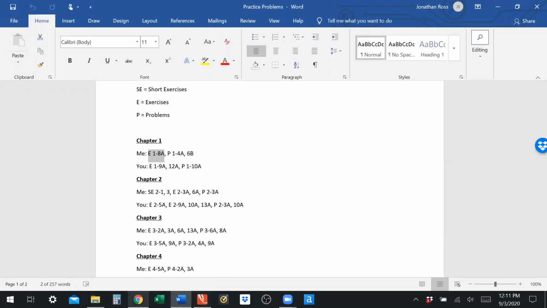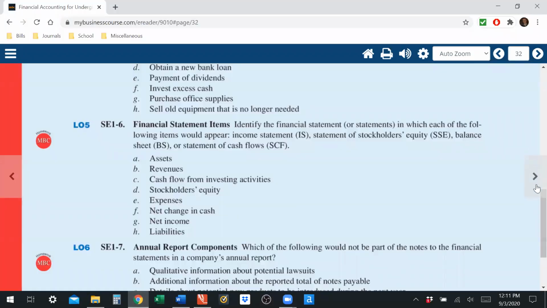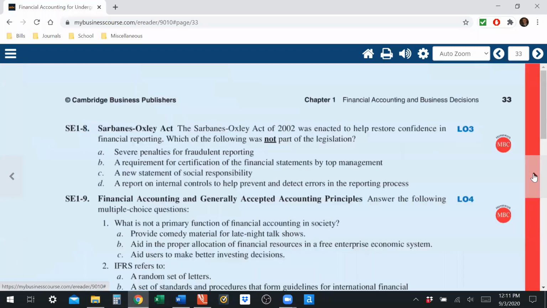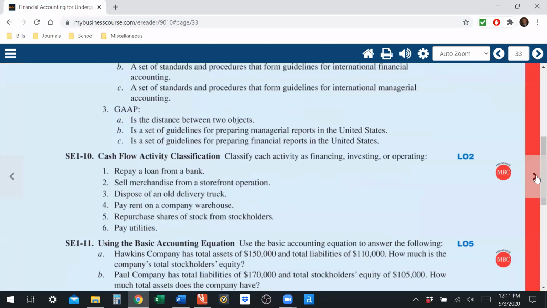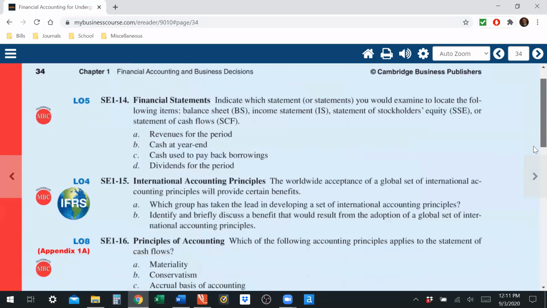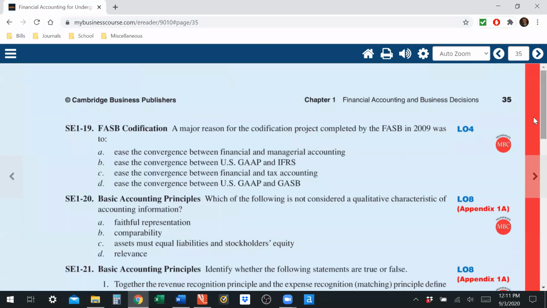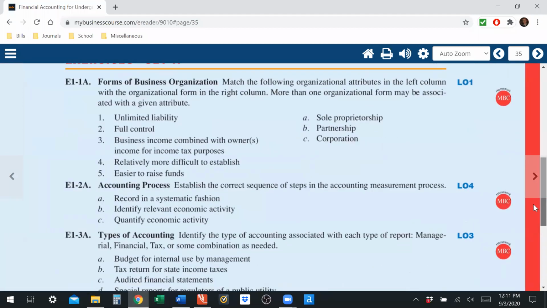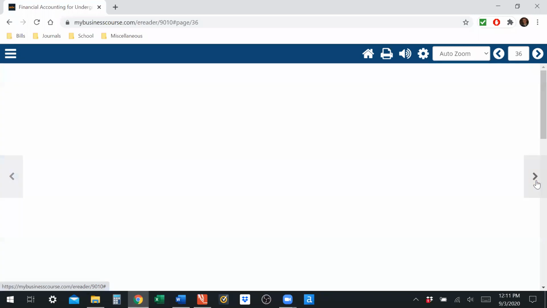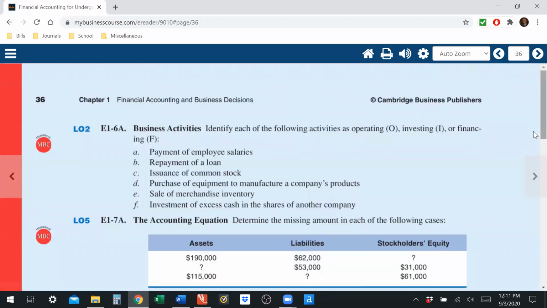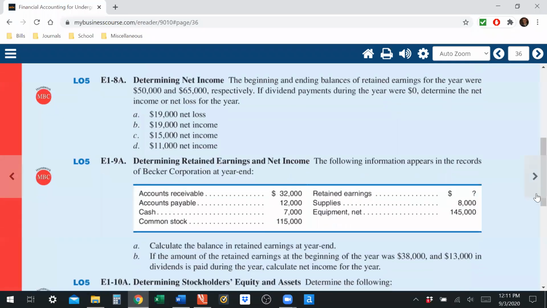So 1.8a, exercise 1.8a. We got to go to the next page, get past the short exercises, get past the short exercises over the appendix. You're not required to know the appendix for this chapter. I said that at the end of last lecture. Exercise 1.8a, right here. Do we have a question? Let's see.